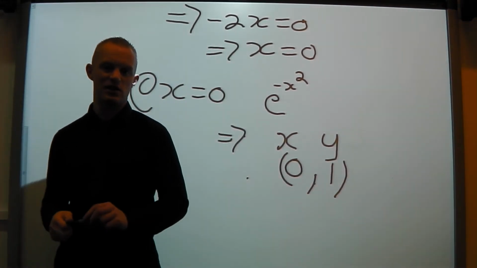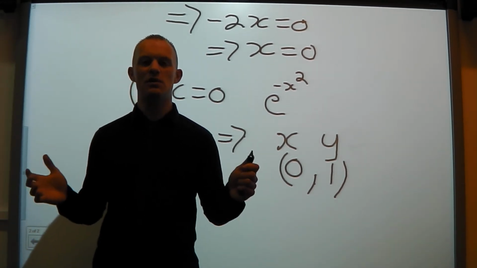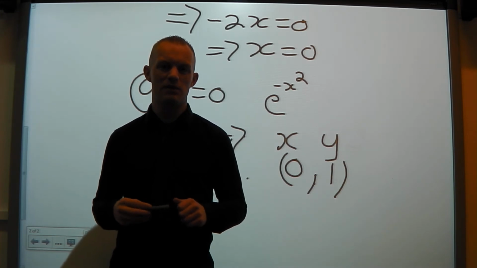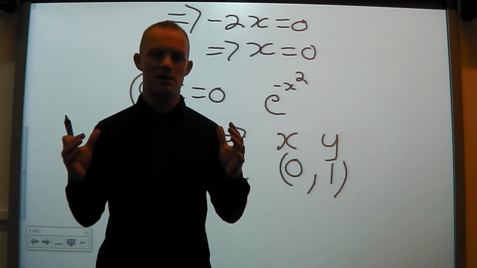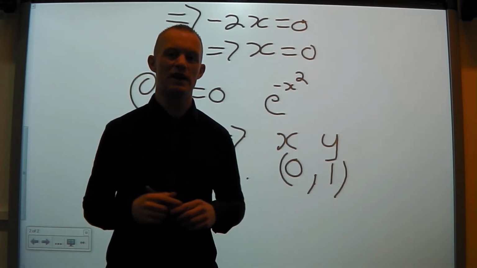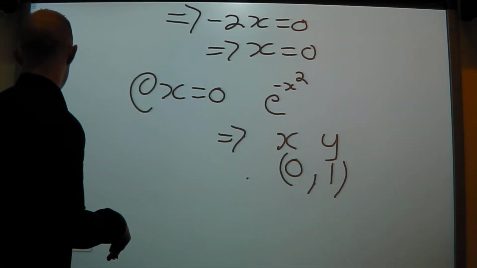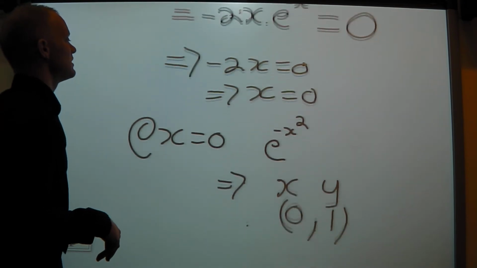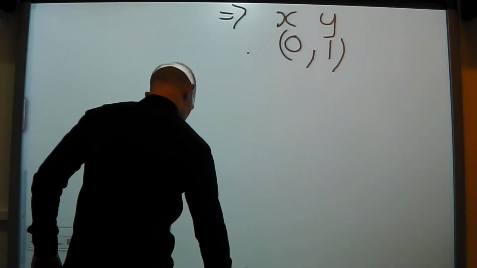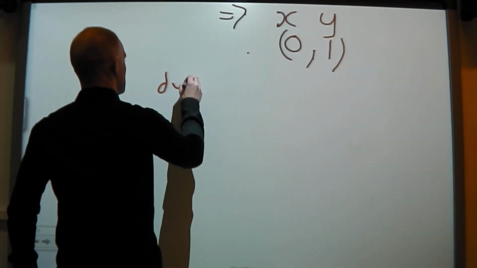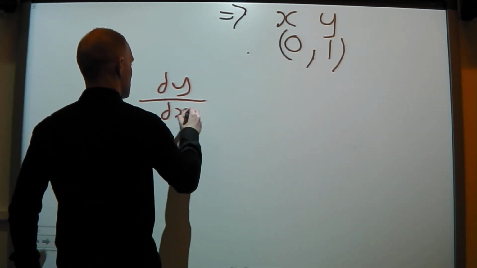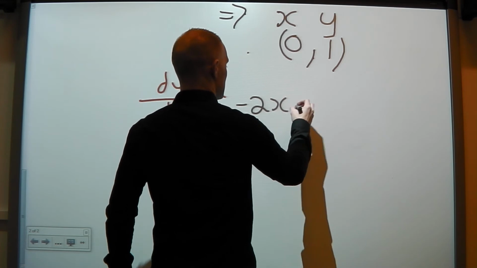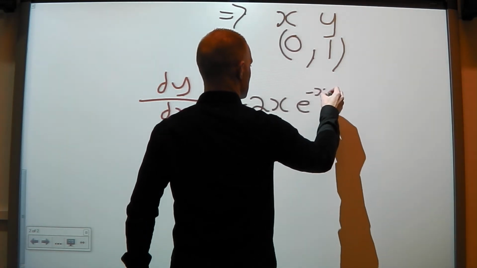Now we're asked to determine whether the turning point is a local minimum or a local maximum. So basically, to find out whether it's a local minimum or local maximum, we have to find d²y/dx². So our dy/dx is equal to negative 2x times e to the minus x squared.